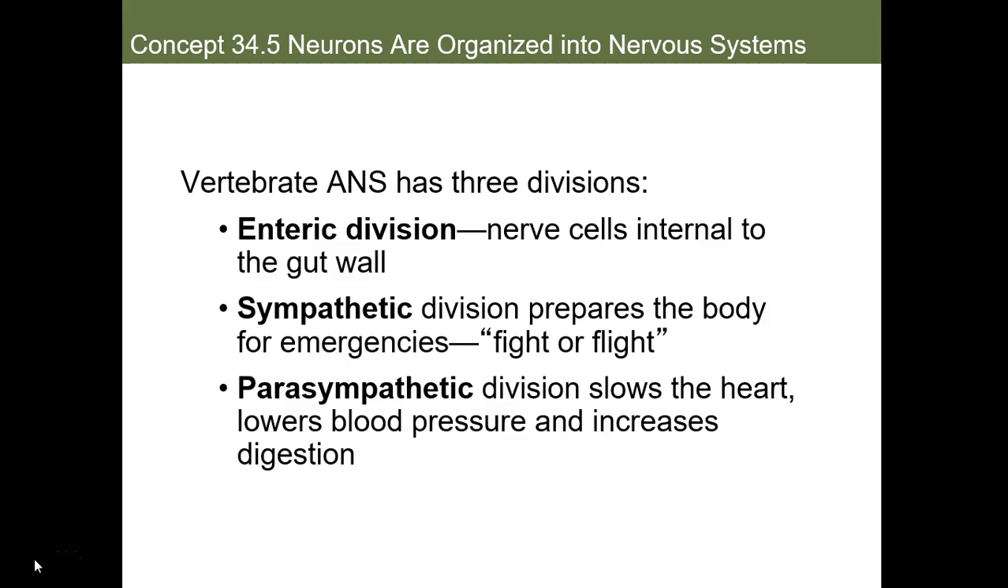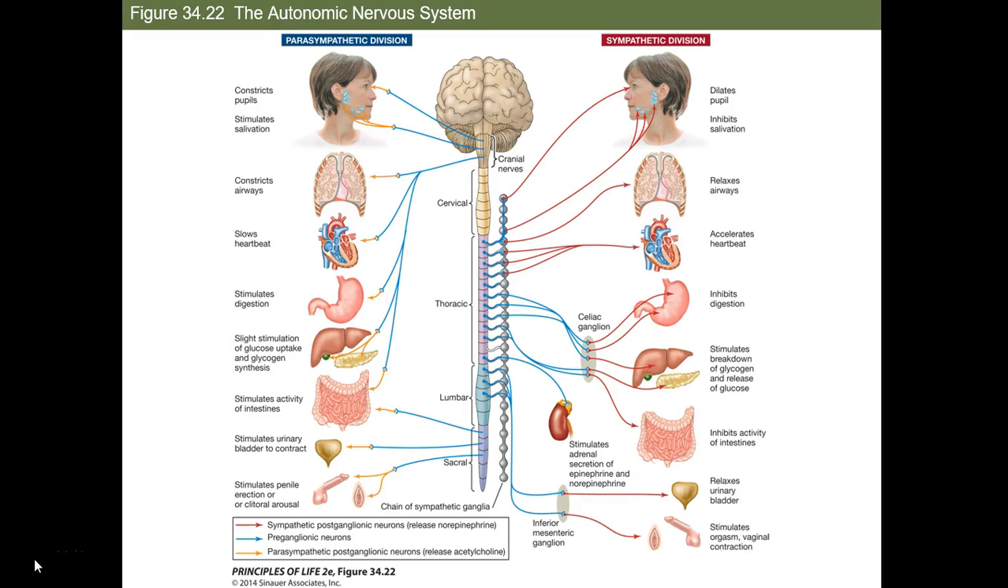The autonomic nervous system has three divisions. The enteric division, which are nerve cells internal to the gut wall. The sympathetic division, which prepares the body for emergencies, sometimes called the fight or flight response. The parasympathetic division, which slows the heart, lowers blood pressure, and increases digestion. Figure 34.22 illustrates which organs and functions fall under the parasympathetic and sympathetic divisions of the autonomic nervous system.